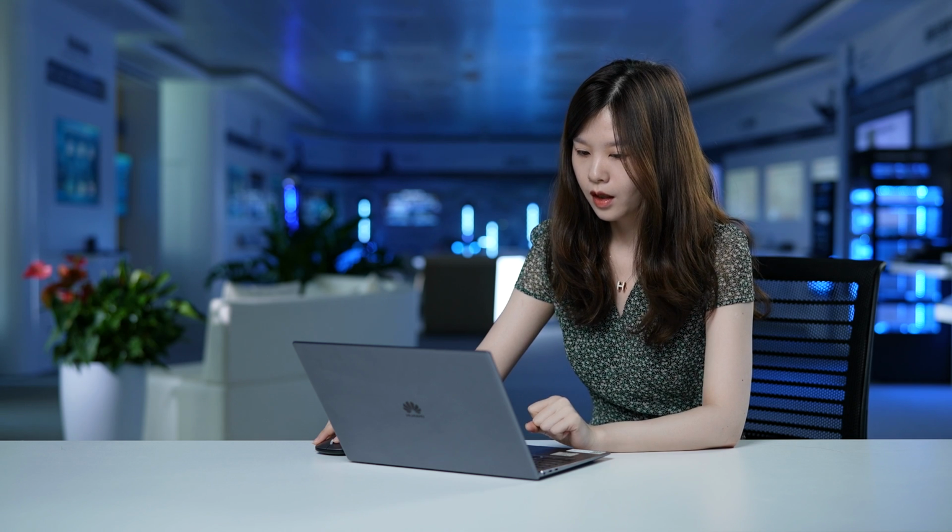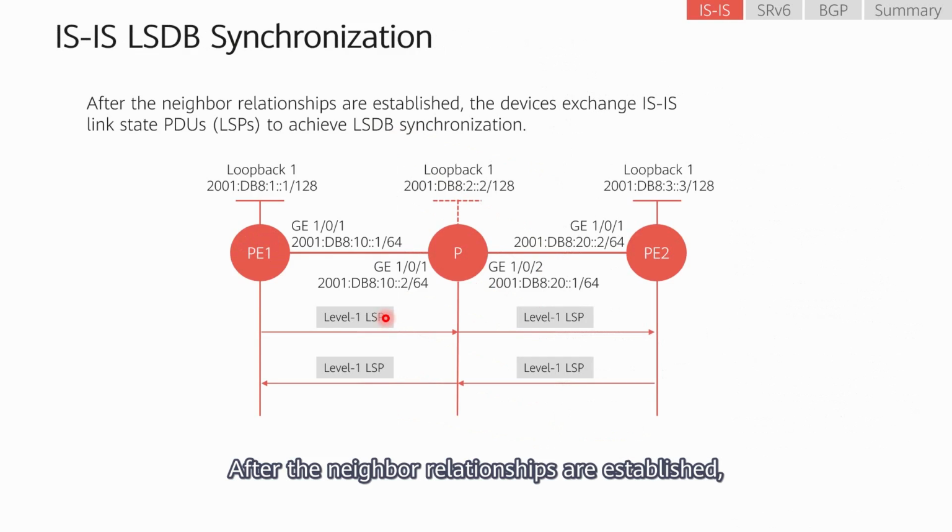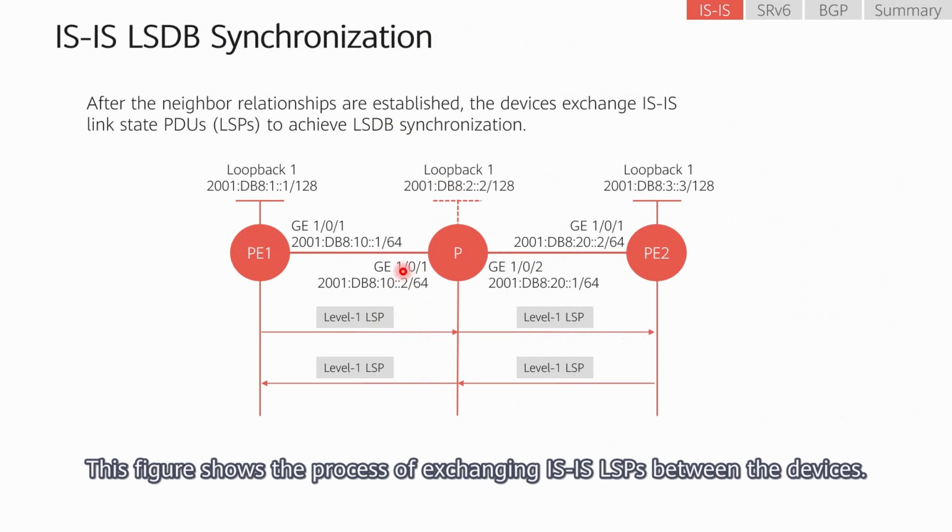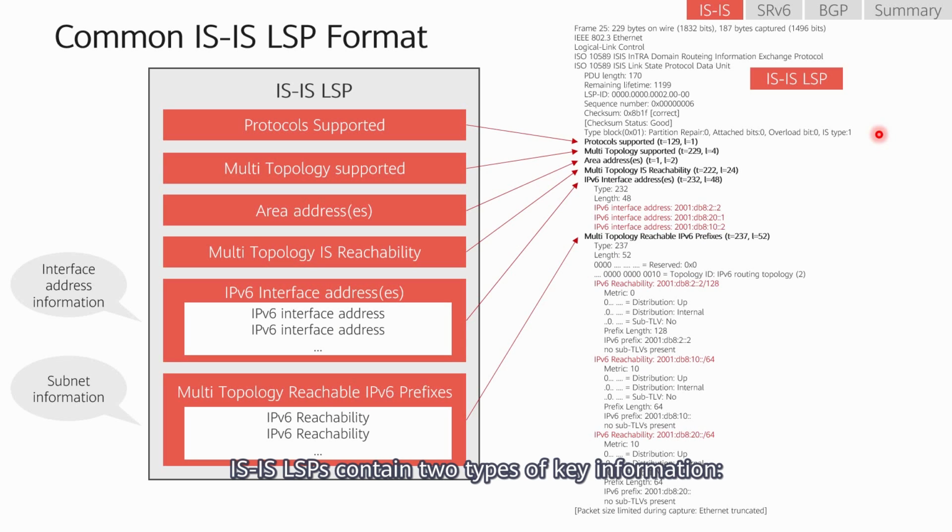After the neighbor relationships are established, the devices exchange IS-IS link state PDUs, referred to as LSPs, to achieve LSDB synchronization. This figure shows the process of exchanging IS-IS LSPs between the devices. IS-IS LSPs contain two types of key information: interface address information and subnet information. Here, we can see a series of interface addresses and their corresponding subnets and prefix lengths.